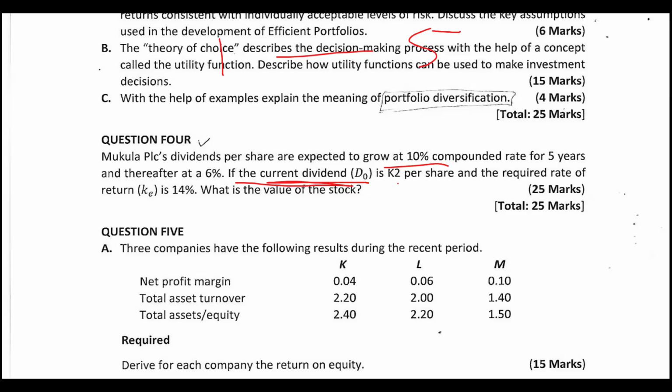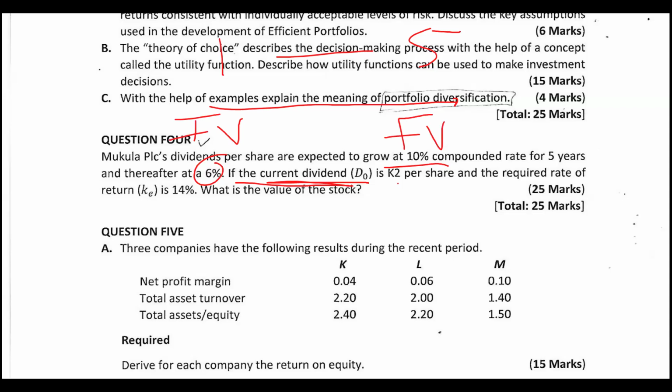Then, listen carefully. After we have grown these dividends by 10%, we also need to look at the future value of all these other dividends, the dividends that will come afterwards. So basically, first of all, you're finding the future values of all these dividends, even those that will come after 5 years in the future, indefinitely.